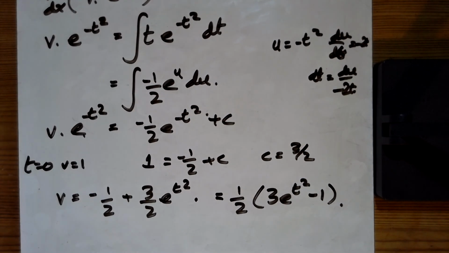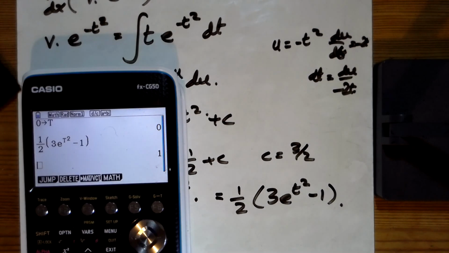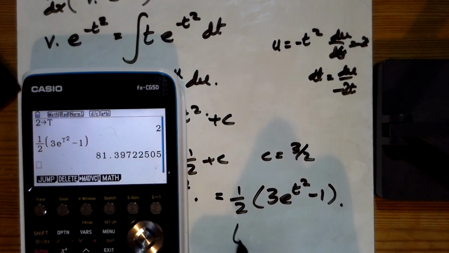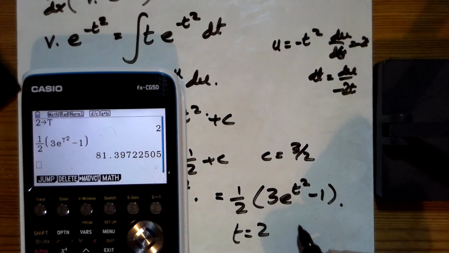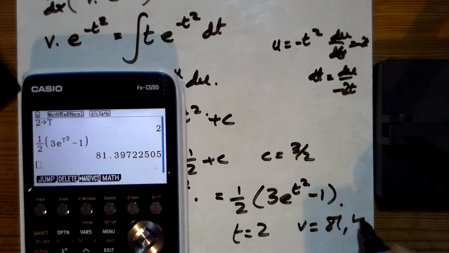So for the other bits, I'm just going to grab the calculator and tap that in here. So I've checked it with the 0. That's the one we just had. v equals 1. For the second part, we're being asked to put in 2 seconds. So t equals 2. Then v equals 81 point any. We'll just put 81.4, shall we?